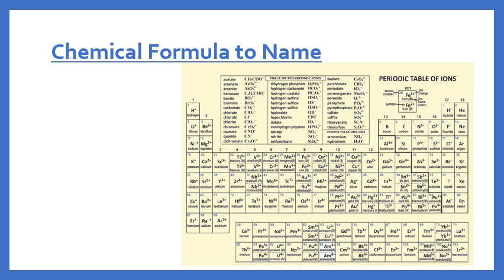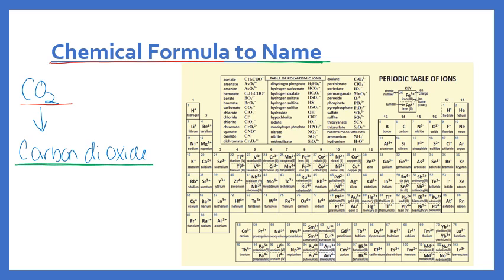So we're going to go from the chemical formula to the name. So that's something like CO2 is our chemical formula, and we're going to turn that into its name, which is carbon dioxide. Okay, so chemical formula to the name. Okay, all right, let's dive on in.